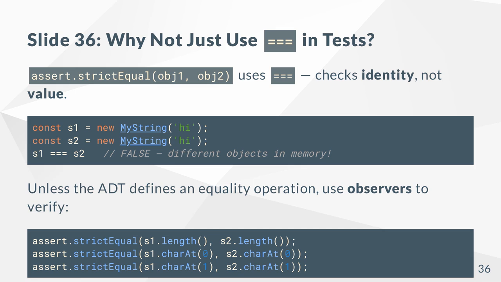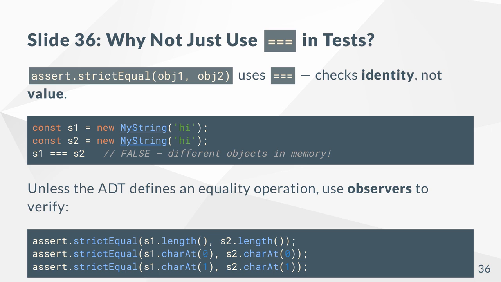There is a common testing mistake that is worth calling out explicitly. When you have two MyString objects that you believe contain the same characters, you might be tempted to compare them directly using assert.strictEqual, which uses triple equals under the hood. But triple equals on objects checks identity, not value. It asks, are these the exact same object in memory? Two different MyString objects constructed from the same string are two different objects. They occupy different spots in memory. Triple equals returns false, even though they represent the same sequence of characters.